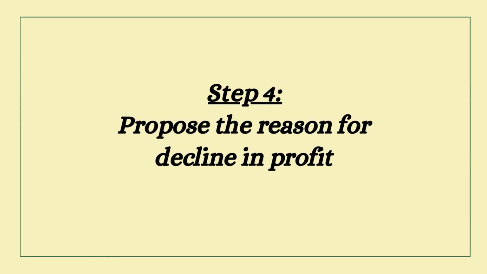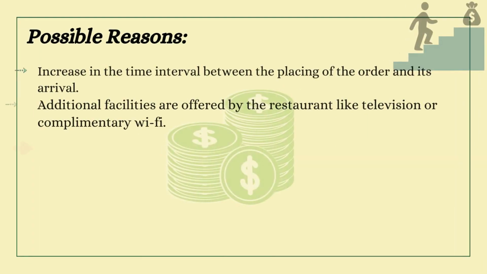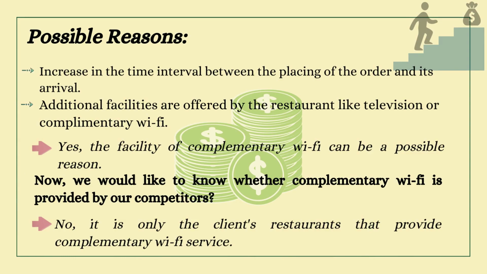In the fourth step, we will propose all the possible reasons for the decline in profit. Some of the possible reasons for increase in this time could be as follows. First, there might be an increase in time interval between placing of the order and its arrival. Second reason might be the additional facilities offered by the restaurant like TV or Wi-Fi.